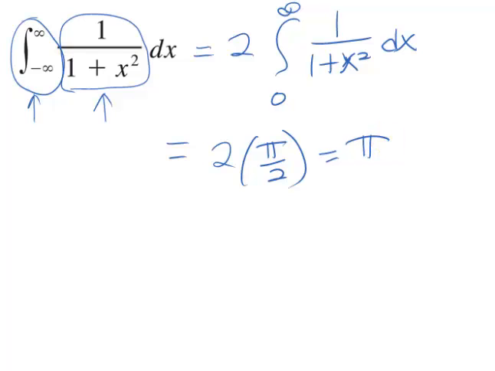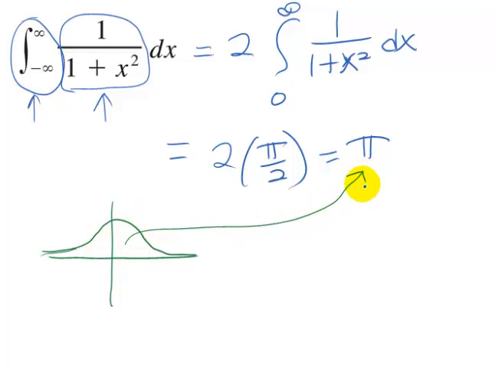Now what this is telling us is, if we looked at the graph here, this looks something like this. Even though we're going towards infinity and negative infinity, this area under the curve has a finite value as we approach infinity, and that finite value is pi.